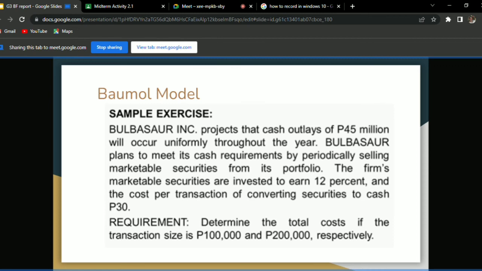So lahi ni sila ha. Ang kaning example, imuhang gamiton nga transaction size is 100,000, ang usa pa kay 200,000. Lahi-lahi ni sila solve. Unsa man na ang total cost? The total cost is the transaction cost plus opportunity cost. Nya, ang transaction size, mao ang money you get every time you sell marketable securities. It pertains sa amount of cash that you will receive every time nga mag-sell ka og marketable securities.